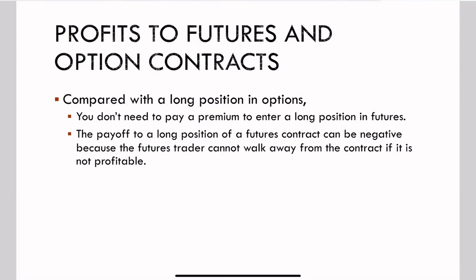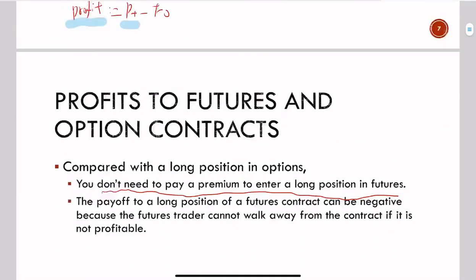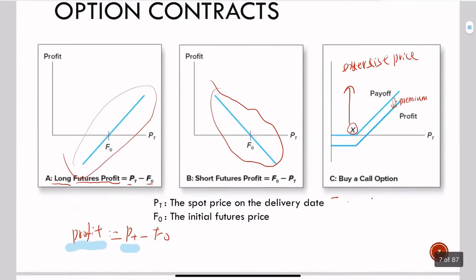The first is you don't need to pay a premium to enter a long position, right? So compared with an option contract, this is different. In the option contract, if you're taking a long position, you have to pay money for it. In the futures contract, you just sign the contract. You just enter this contract. There's no cost to enter a futures contract.